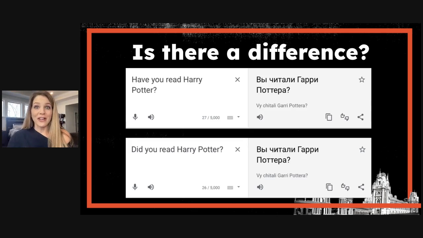And sure enough, look at what Google Translate did. Google Translate translated both those sentences from English to the same thing in Russian, because Google Translate doesn't know what it's doing. All right. So this is where you need to learn verbal aspect so you can express things the way you want to express them.